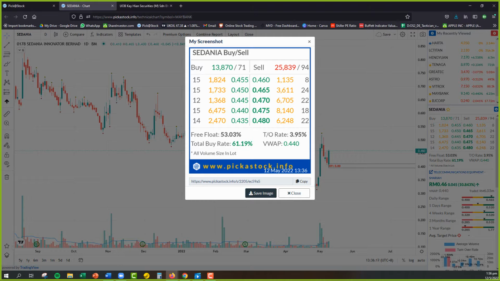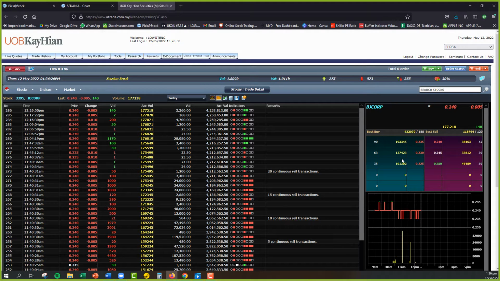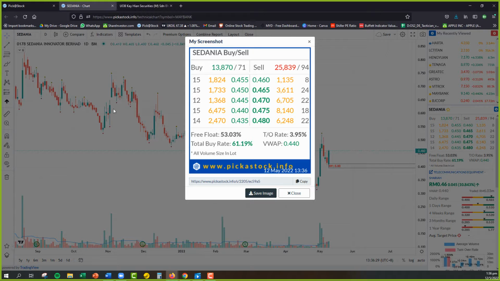Now firstly, you need to know that there's two components in the market depths. Each side has 5 bids shown, and on some platforms it will be 3 bids shown. First, on the left-hand side, it's what we call the buyer side. For example, if you want to buy, let's say, Sedania at 45.5 cents, you key in the order and submit, and it will appear on the market depths on the 45.5 side.